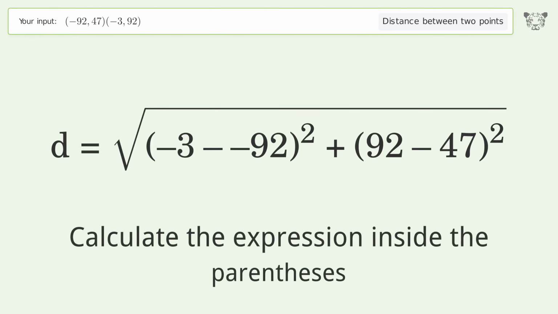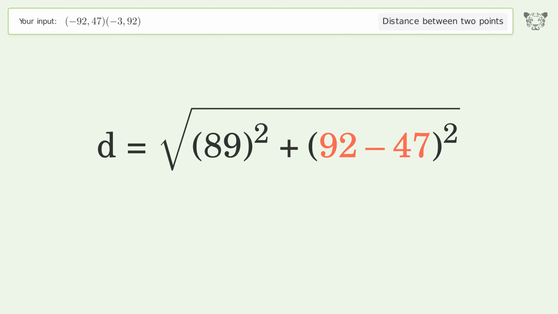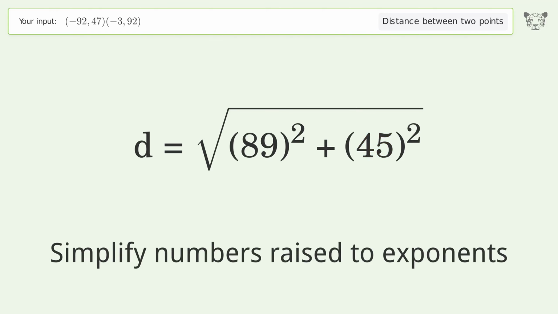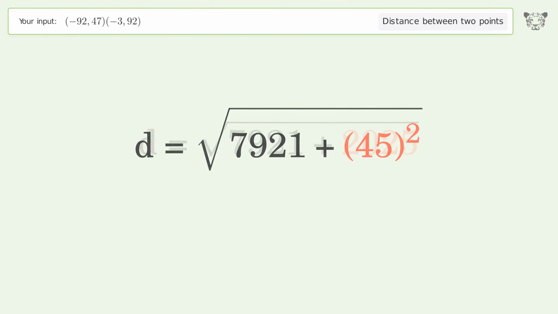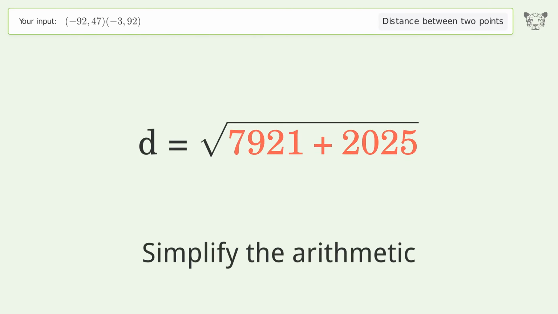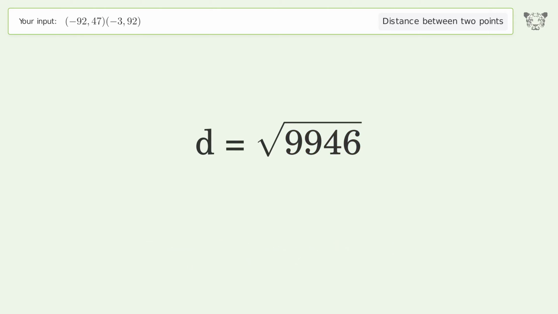Calculate the expression inside the parentheses. Simplify numbers raised to exponents. Simplify the arithmetic. And so the distance between the 2 points is the square root of 9,946, or 99.73.